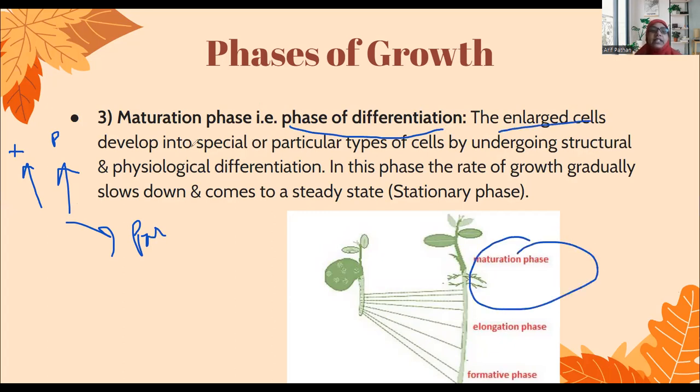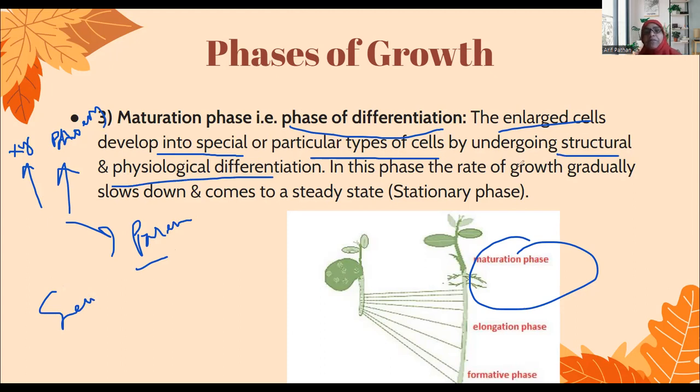So enlarged cells now develop into special, particular types of cells. As I just mentioned, some of the cells will go on to become xylem cells, some phloem cells, some parenchyma cells, some sclerenchyma, some sieve cells, some companion cells. All these particular types of cells have a specific structure and specific physiological differentiation. And in this phase, the rate of growth gradually slows down.